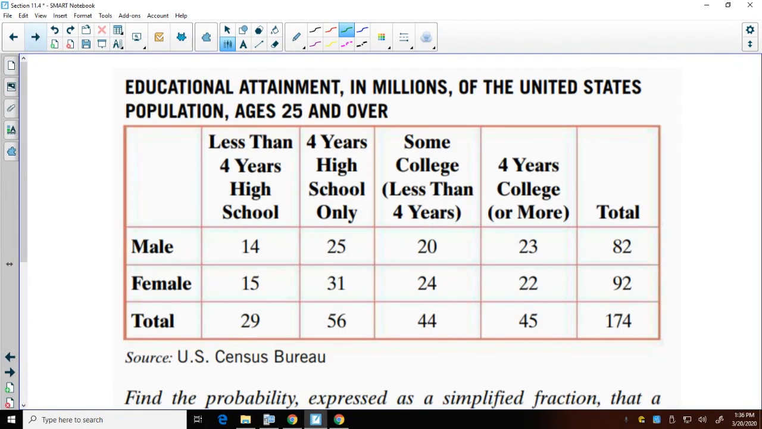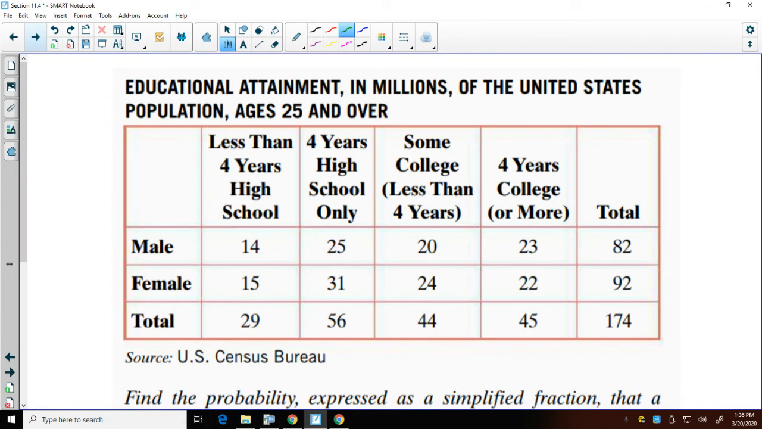When we get to section 11.5, we take everything from 11.1, 11.2, 11.3, and 11.4. We put it all together. There's nothing new in 11.5. It's just putting it all together and finding probabilities using some of those counting techniques.